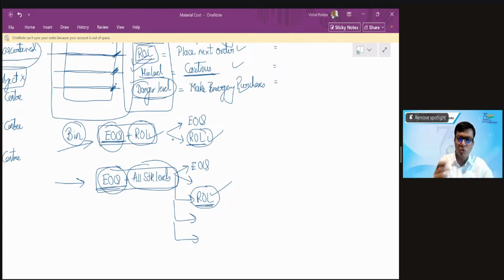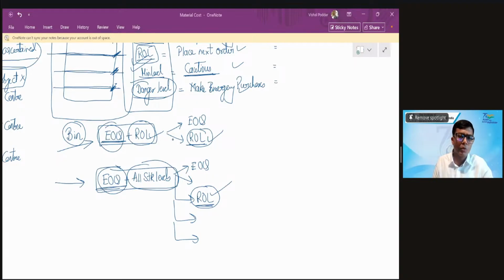Mohan Raj, see, EOQ is related to how much quantity you will go and purchase from the market in one order. And stock level is how much quantity is balance in your bin, and on the basis of that balance, what action you should take. So that is the difference between the two concepts of EOQ and ROL. Fine, Mohan Raj?